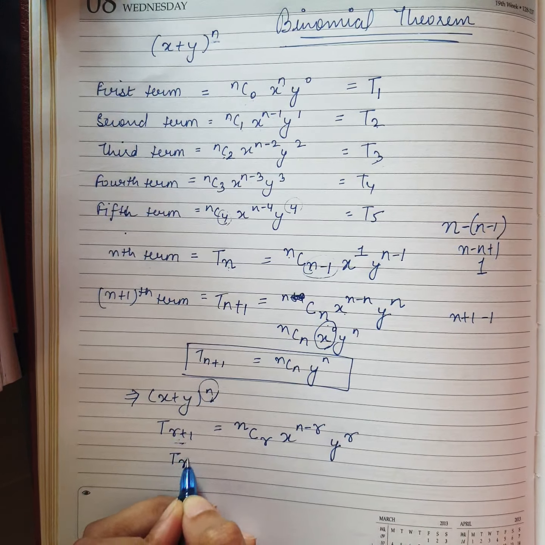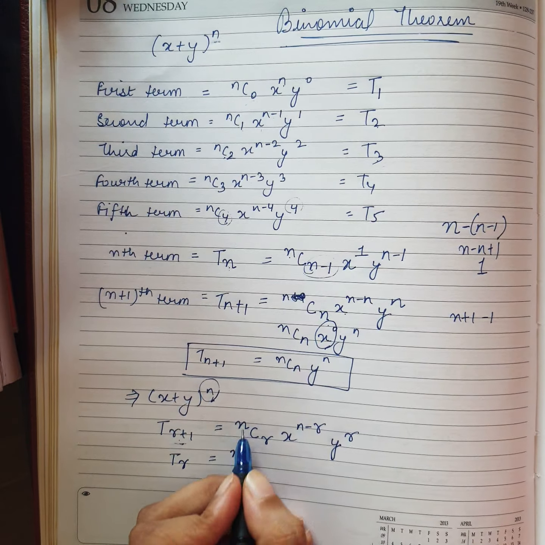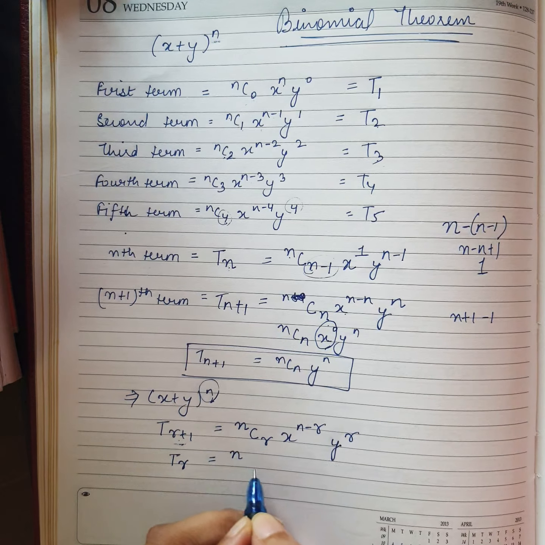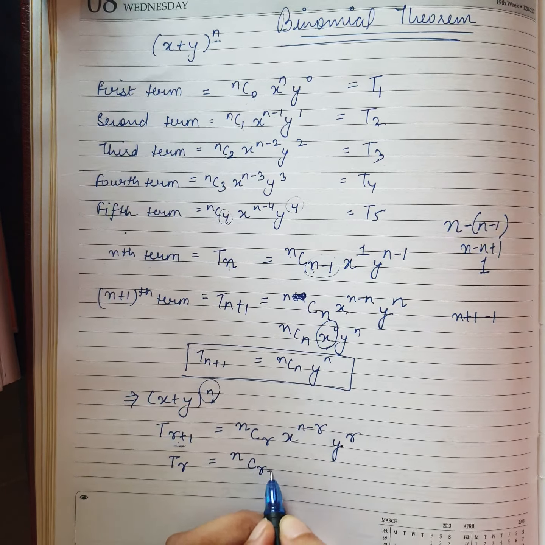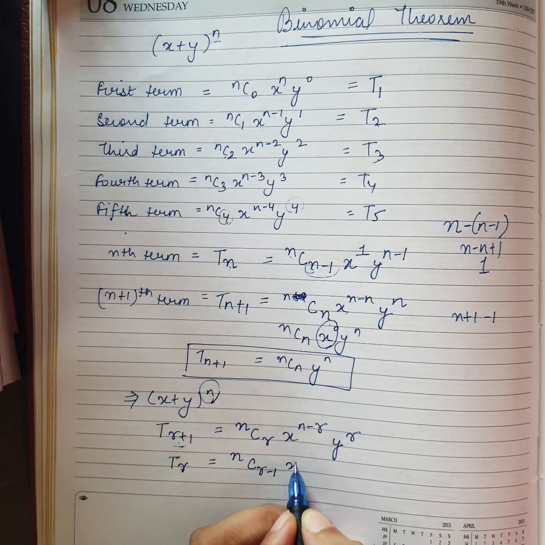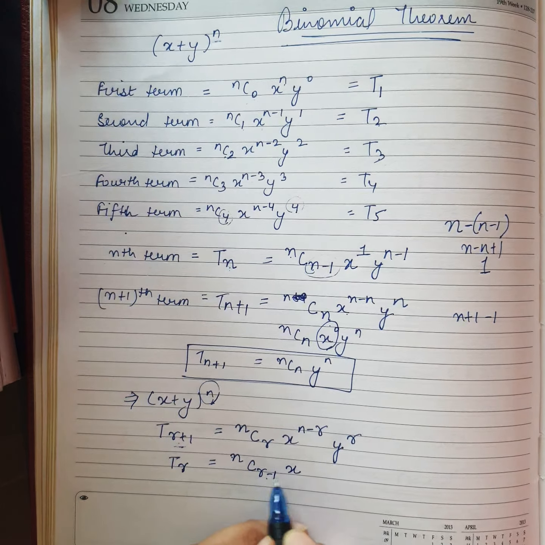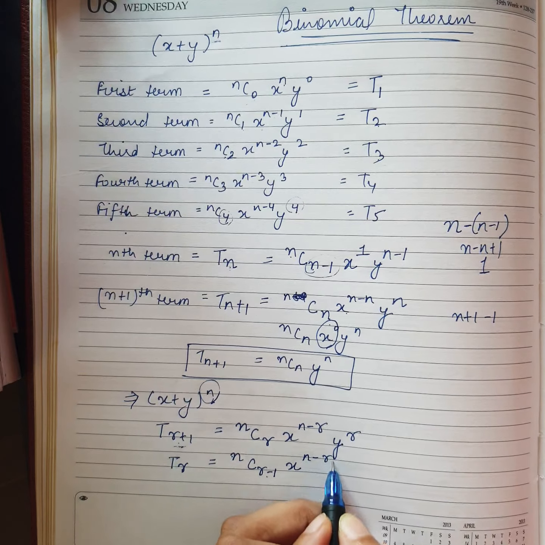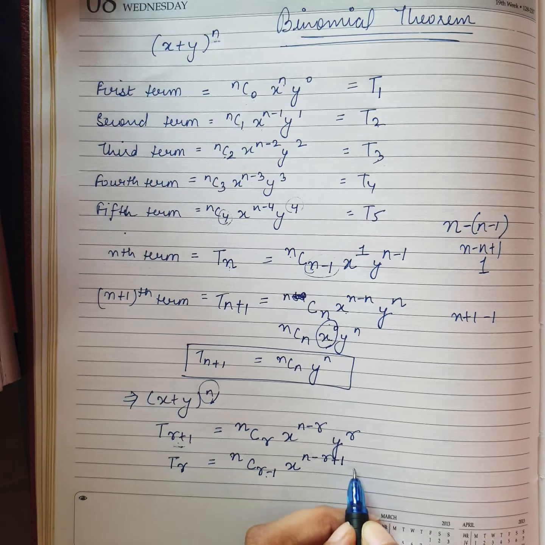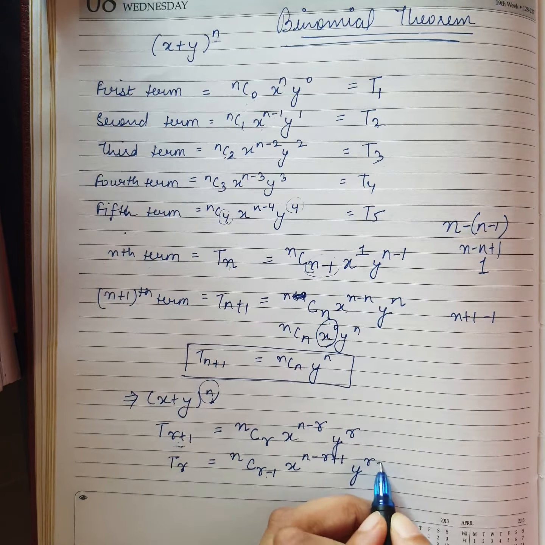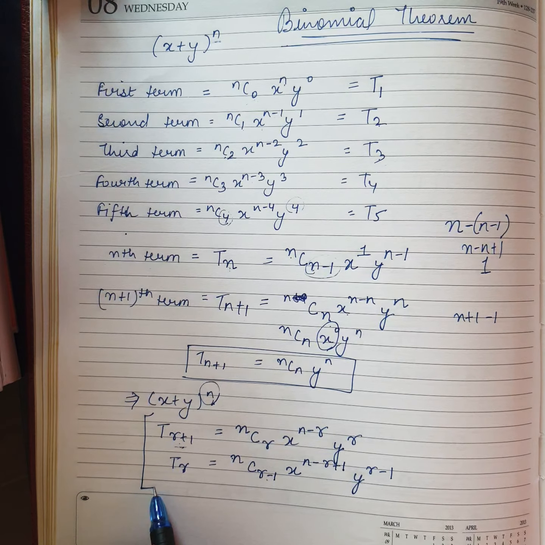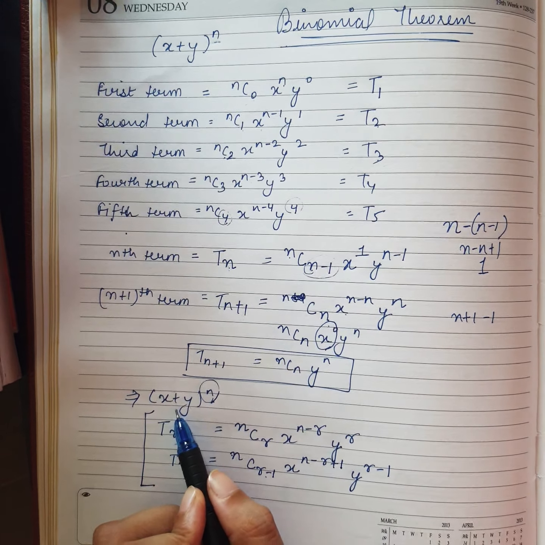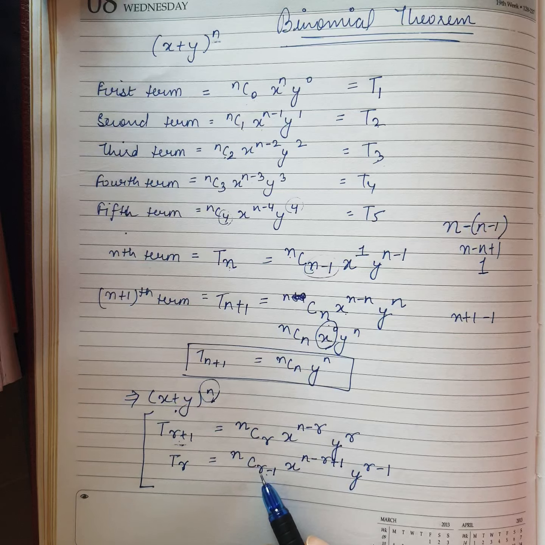Suppose if I want to write the rth term, the number of terms will remain the same. For r, it will be r minus 1, and the difference of these two, n minus r plus 1, and y to the power r minus 1. So this way we can find any term of the binomial expansion, any term at random we can find.